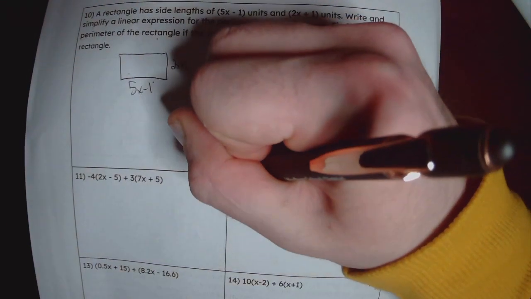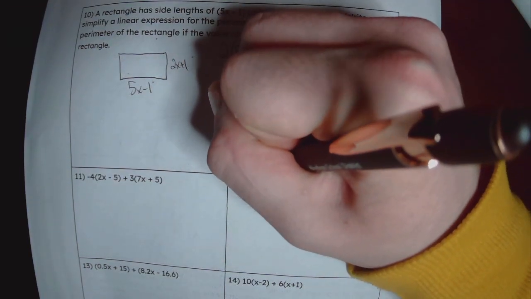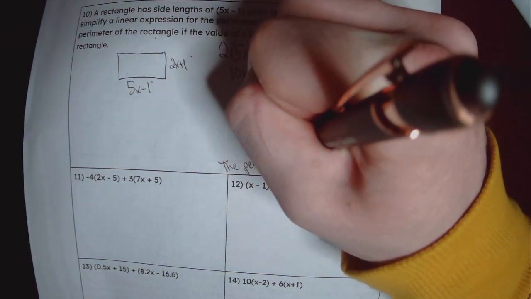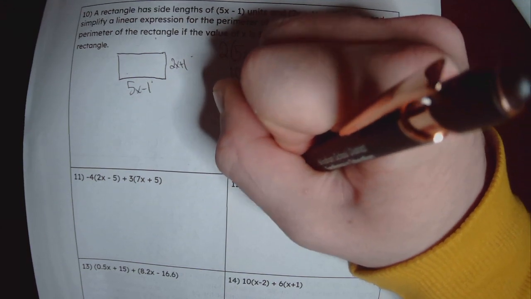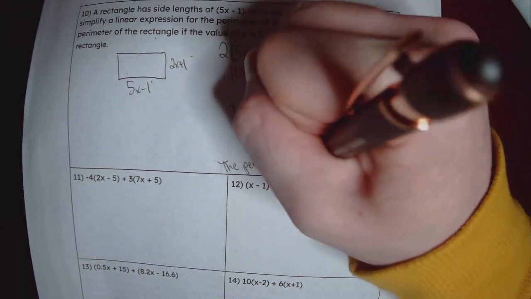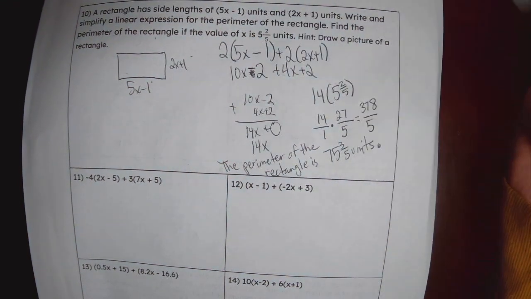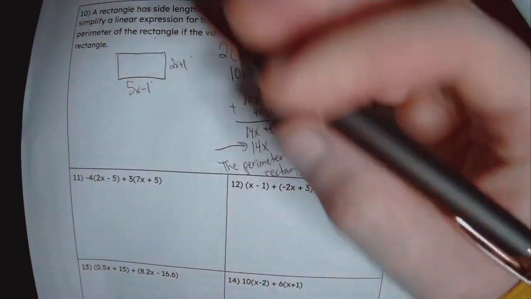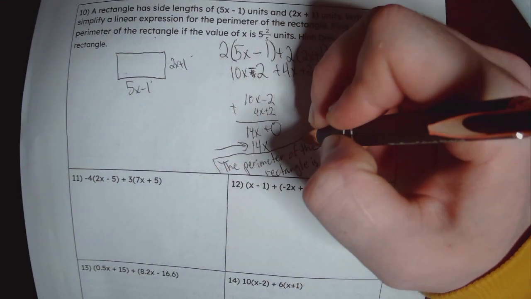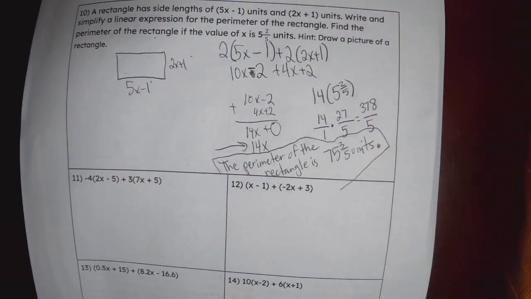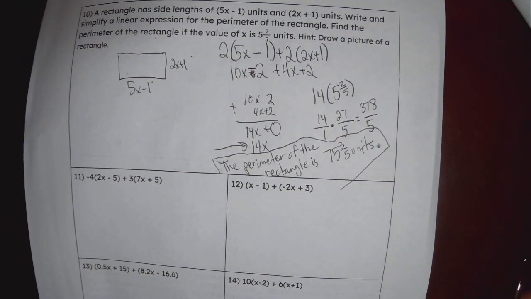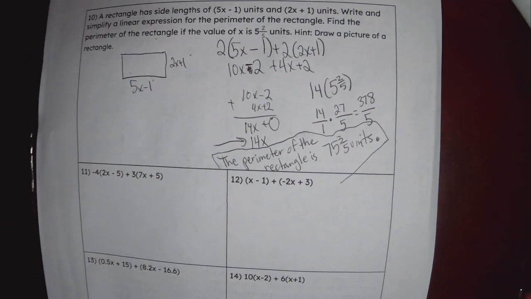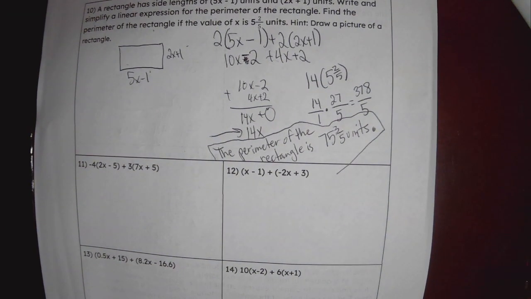So the perimeter of the rectangle is 75 and 3/5 units. Remember, you'd need the perimeter expression and the answer to get full credit for the perimeter. Okay. All right, we got a few more problems to do, and then we're done.